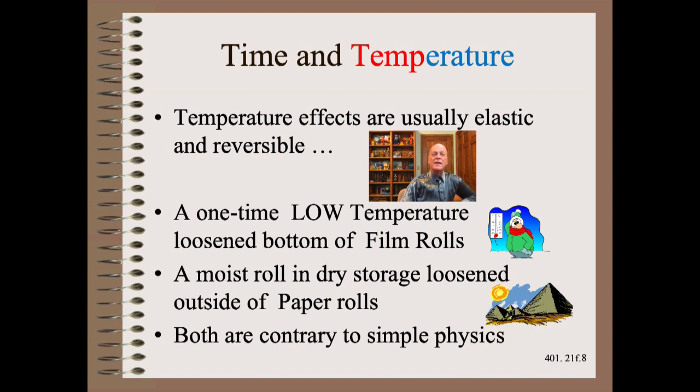Almost always, temperature effects are reversible. In other words, cooling down from room temperature and then warming back up to room temperature would bring interlayer pressures back to where they started. However, I have been involved in cases where a single exposure to cold caused a permanent loosening of the bottom of the film rolls. Another example is moist rolls in dry storage loosen the outside wraps of paper rolls. Both of these examples are contrary to expected simple physics.